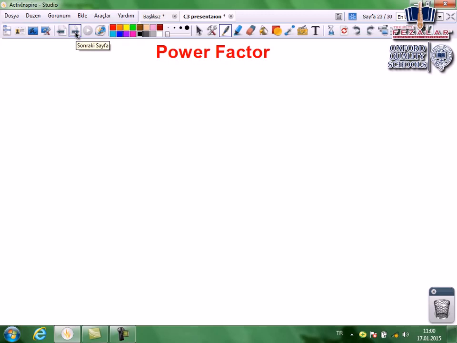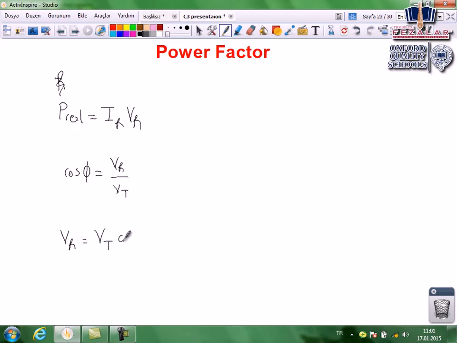Now let's talk about power factor. Power factor is also known as cosine phi in the circuit. In a series combination of RLC circuits, there is resistance only in the resistor, so power is only consumed in the resistor. So real power is calculated by IR times VR. Remember, cosine phi is VR over V total. So we can say VR equals V total times cosine phi.